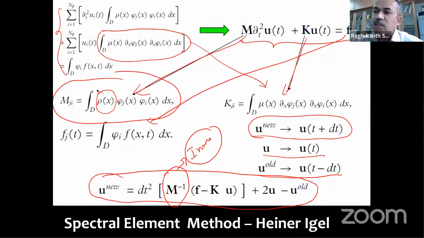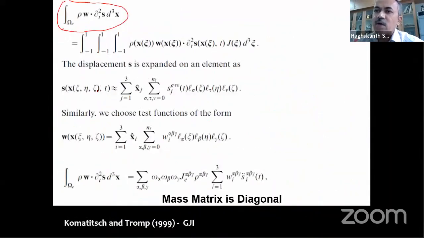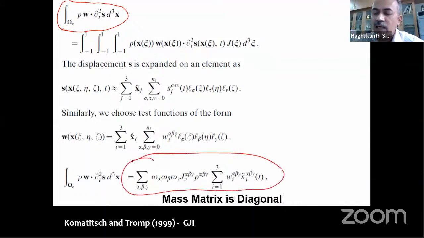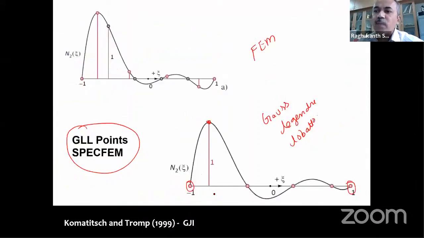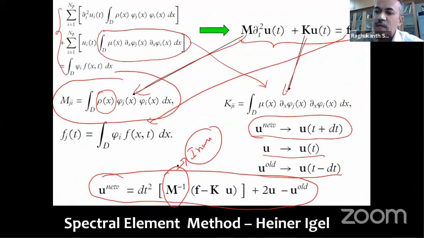Because of the GLL quadrature and the other things, when you integrate them with the displacement, the integral finally boils down to this, and the mass matrix becomes a pure diagonal matrix. All the off-diagonal terms are zero, and only the diagonal terms remain. This is the greatest advantage in SPECFEM. When the mass matrix is diagonal, the inverse is very easy to calculate.